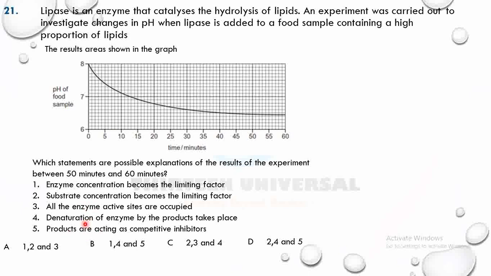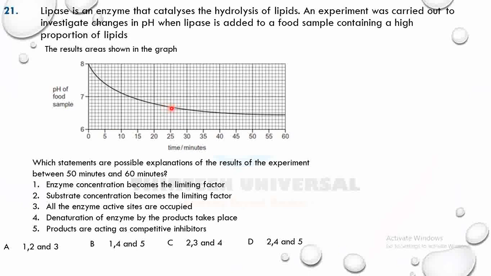So guys, which one is the answer? Because you can look at it. They said enzyme concentration becomes the limiting factor. Now they said which statements are possible explanations of the result of the experiment between 50 minutes and 60. Between 50 and 60, you can see that the pH of the sample becomes constant. So what explains that? Enzyme concentration becomes the limiting factor.